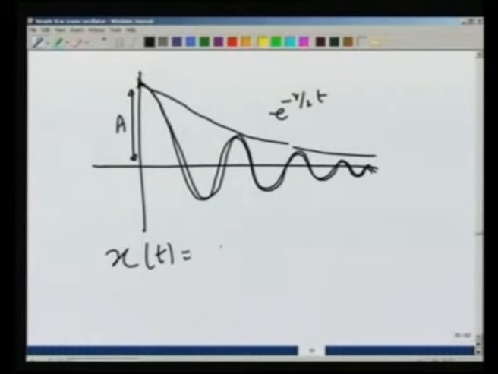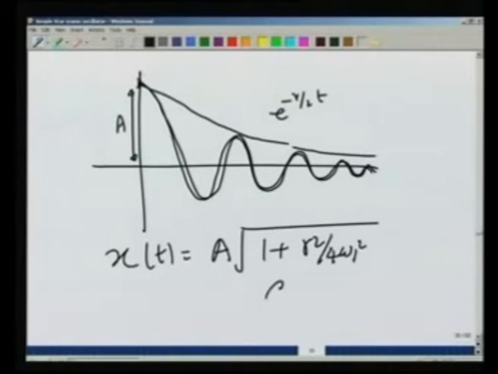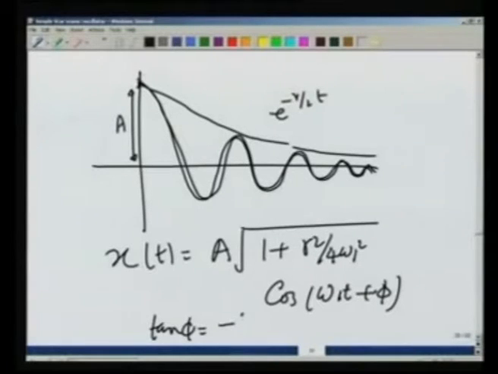x(t) equals a square root of 1 plus gamma square over 4 omega 1 square, cosine of omega 1 t plus phi, with tangent phi being minus gamma over 2 omega 1. So, slowly the particle starts losing its amplitude.